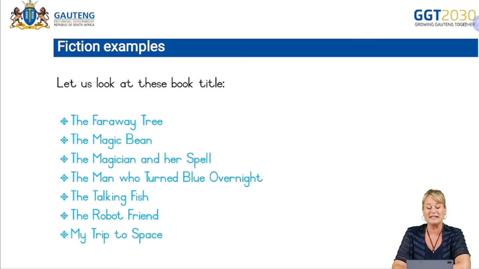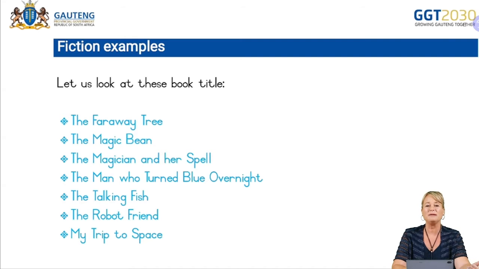Let's have a look at these fiction examples. These are book titles. That means it's the name of the book. And we have one famous book here called The Faraway Tree. And that was definitely something made up by the author, the person who writes the book. For example, The Magic Bean. Something happens to the bean that's magic. So that's definitely fiction.